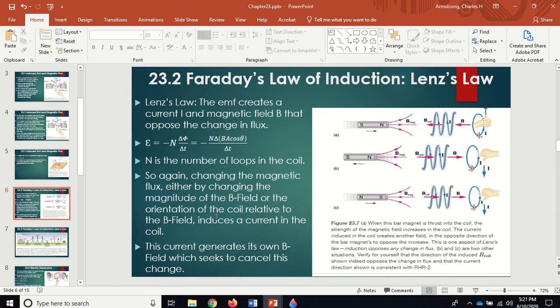So again, changing the magnetic flux either by changing the magnitude of the magnetic field or the orientation of the coil relative to the magnetic field induces a current in the coil. This current generates its own magnetic field which seeks to cancel this change.